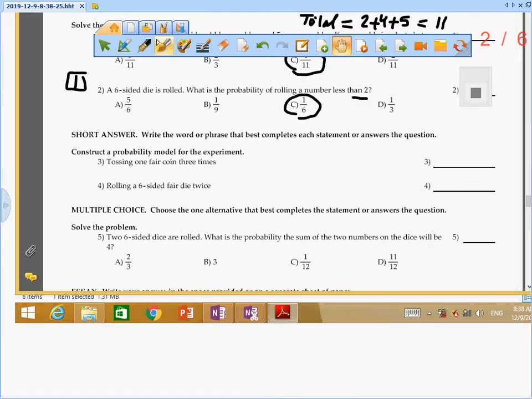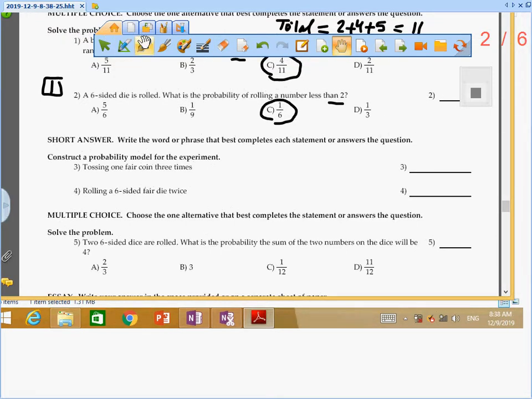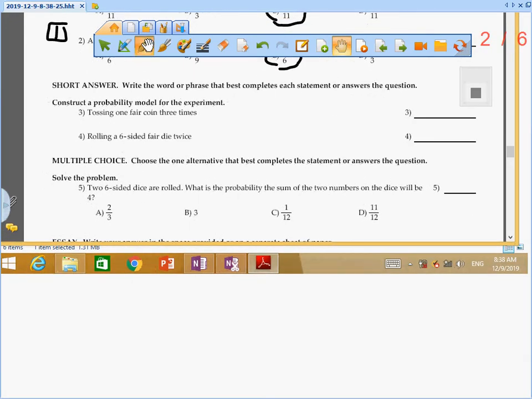For number 3, it's a written question. Construct a probability model of the experiment. It's like the sample space of tossing a fair coin 3 times. The sample space of tossing a coin 3 times is the same as throwing 3 coins.